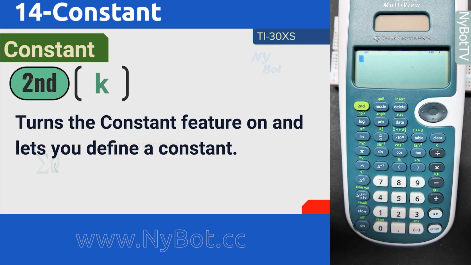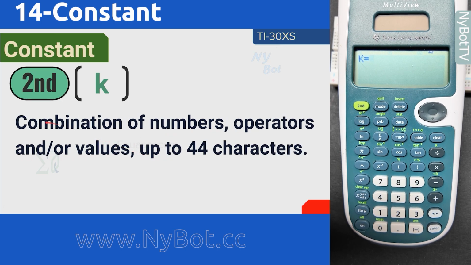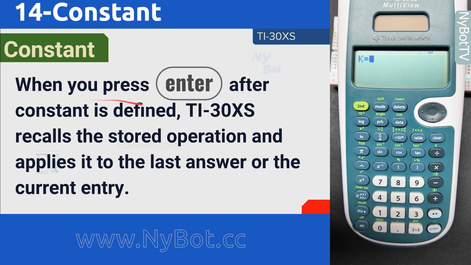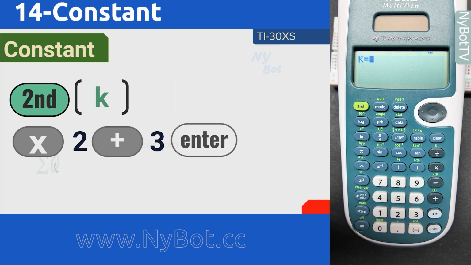Second function and K here. This is a constant and it lets you define a constant. A combination of numbers, operators and/or values up to 44 characters can be entered here. When you press enter after the constant is defined, this calculator recalls the stored operator and applies it to the last answer or the current entry.